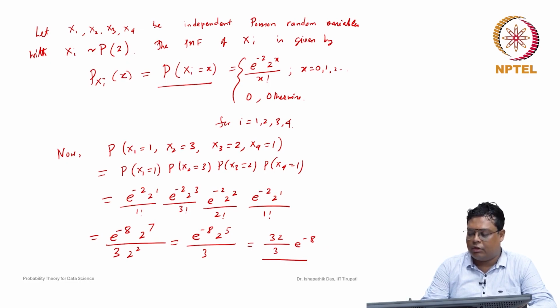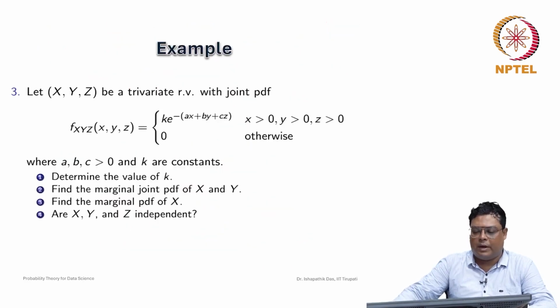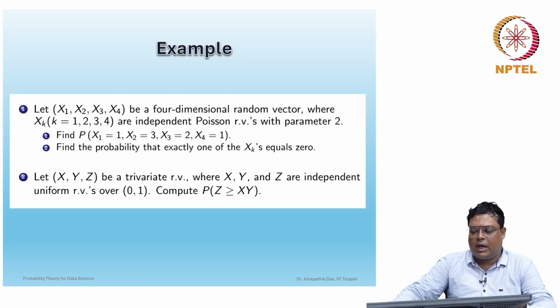So otherwise this is also okay, we can keep it in this form also. So this should be the probability. Now next, I hope you have understood clearly how to find this probability, because it is just using the independence concept. Using the independence concept we can find this probability.